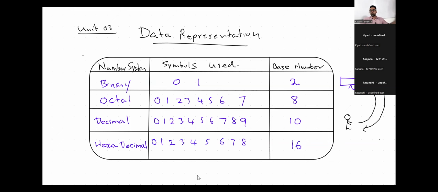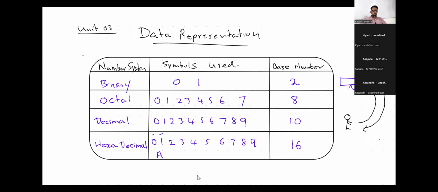After 9, it is A. Why is that? Because after 9, the next number should be a new symbol, because there should be 16 different symbols in hexadecimal. Those 16 symbols should be different, unique from each other. Then we can't write 1 0 because we already used them here. The next symbol is A.